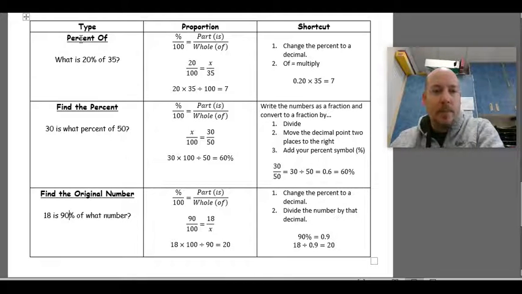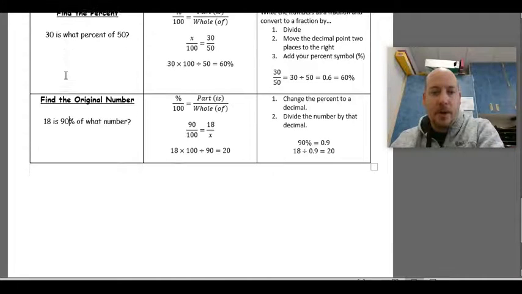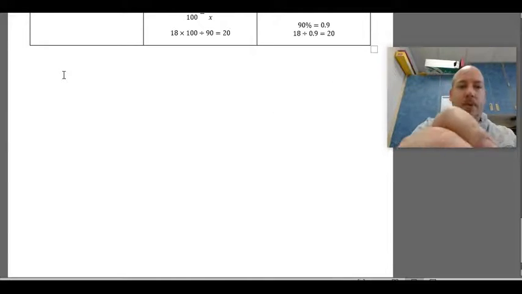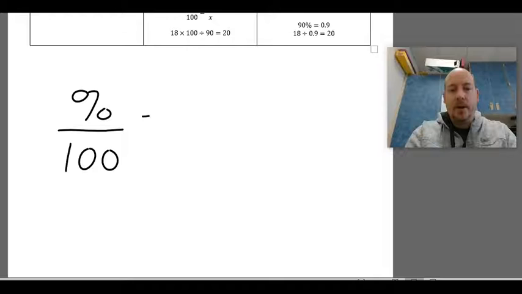So type of. First type, percent of. So our example here is what is 20% of 35? Okay. Now our proportion, I'm going to write this a little bigger for you, follows the same format. So with our proportion, okay, half of our proportion is always the percent written as a fraction. So we've got the percent over 100.